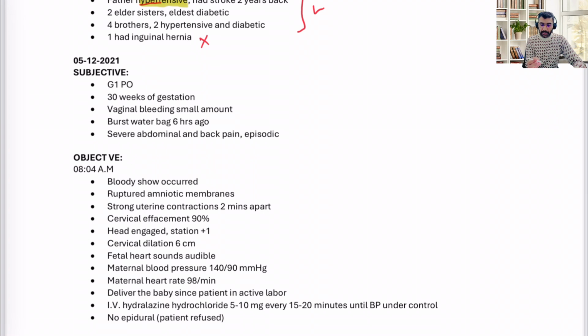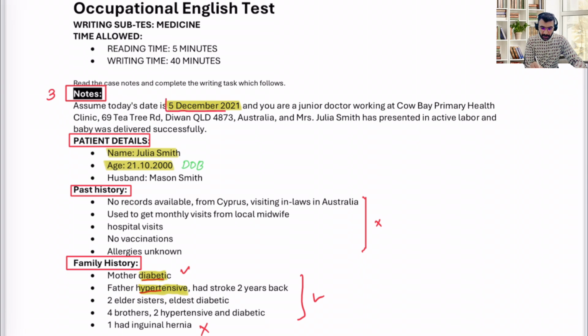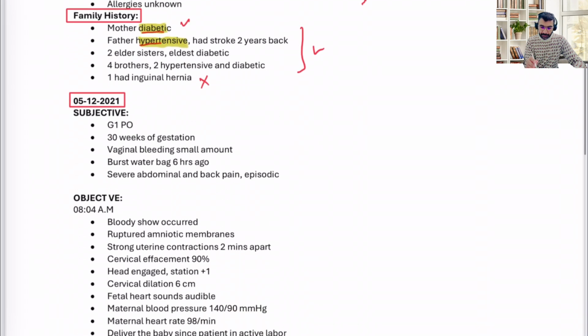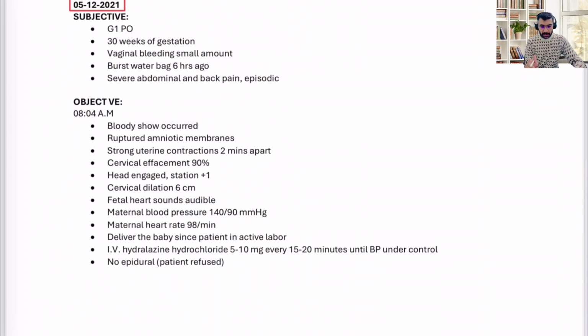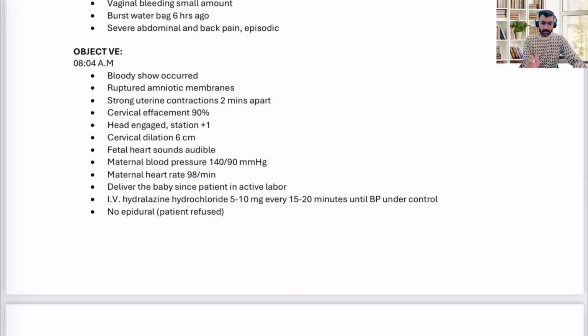Then patient visit detail. The patient came today, actually on 5 December, which is also today's date. You can see here on the top, 5 December 2021. So today the patient came. Patient is G1P0. First I will read it, then I will select whatever is important. G1P0, 30 weeks of gestation, vaginal bleeding, water broke 6 hours ago, severe abdominal pain and back pain, episodic.